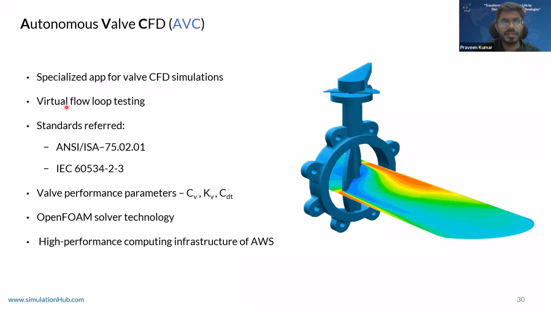You can consider it a virtual flow loop test, because it follows the same standards and guidelines provided in the ISA standard, as good as the flow loop test. It provides Cv, Kv, and Cd, head loss coefficients, and other coefficients as well.